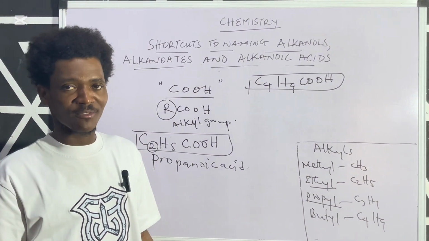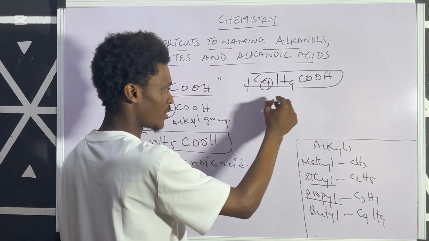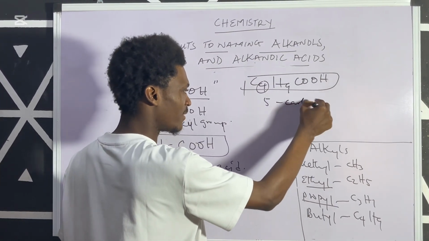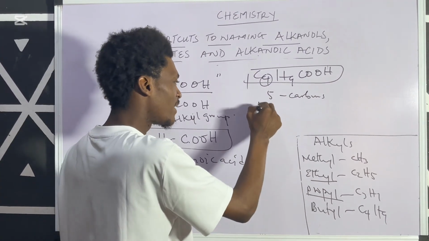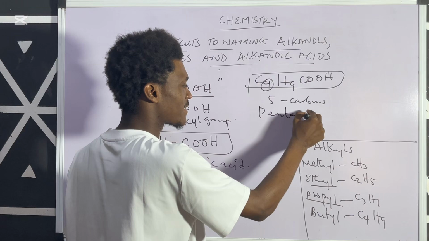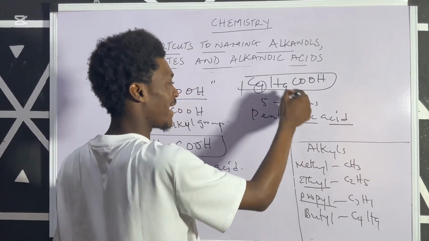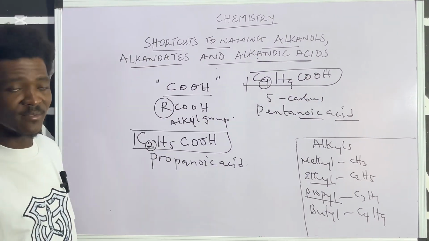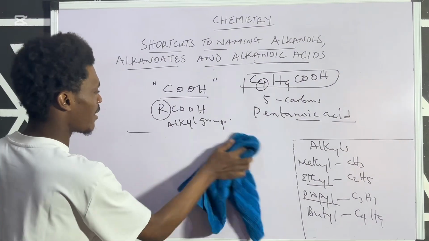Now, how would you name it? From what I've just taught now, 4 plus 1 is what? 5. And since we have 5 carbons in total, 5 carbons is what? Pent. So you call this pentanoic acid. Why am I ending it with noic acid? Because it's a member of the alkanoic acid. Is that easy?